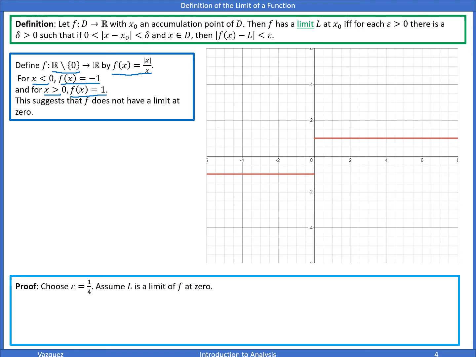First of all, we're going to choose epsilon equal to 1/4. And we're going to assume L is a limit of f at 0. We don't know what L is. We know it's a real number, but we don't know what it is yet. So to show that this is not a limit, we're going to do a proof by contradiction.